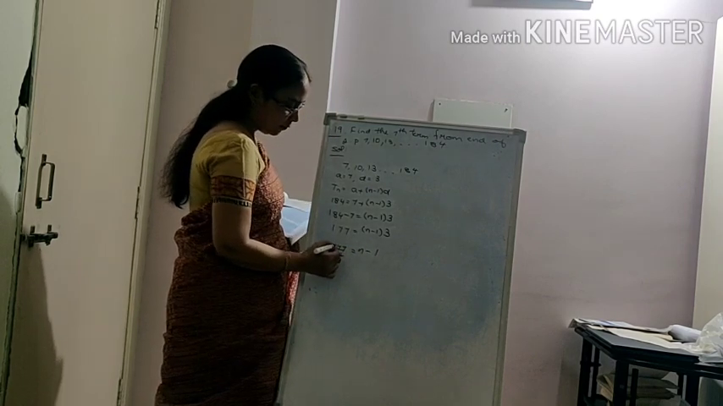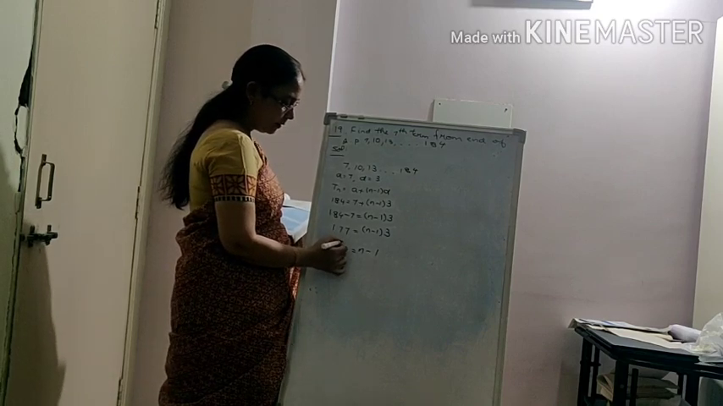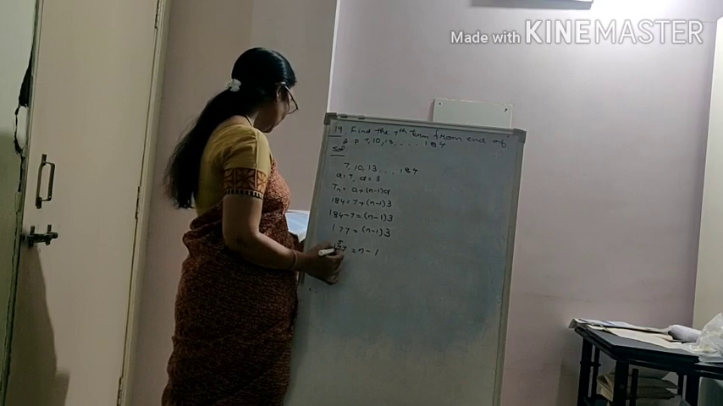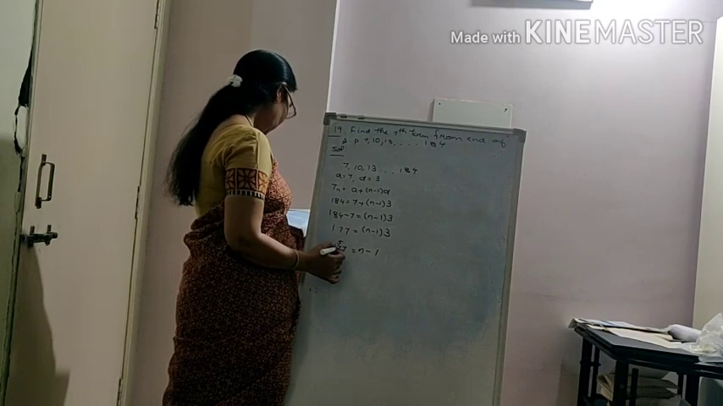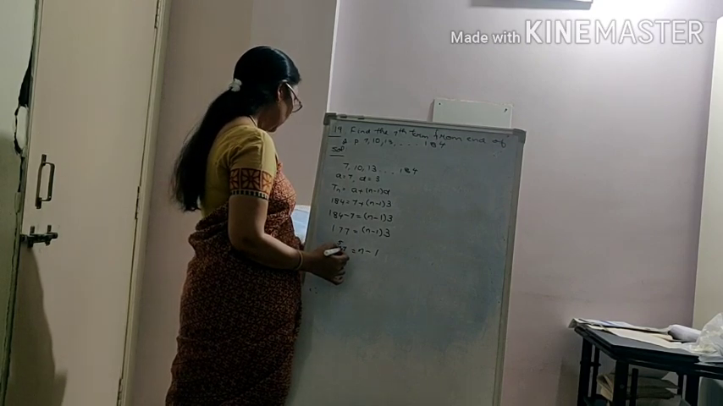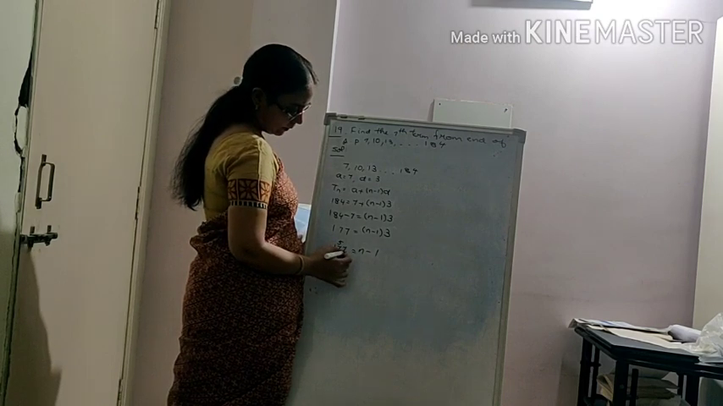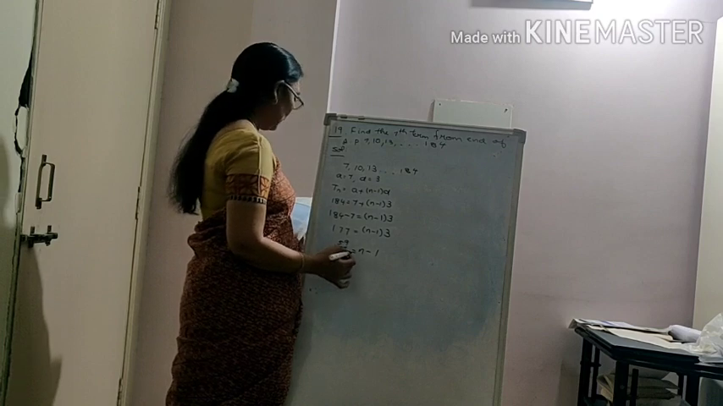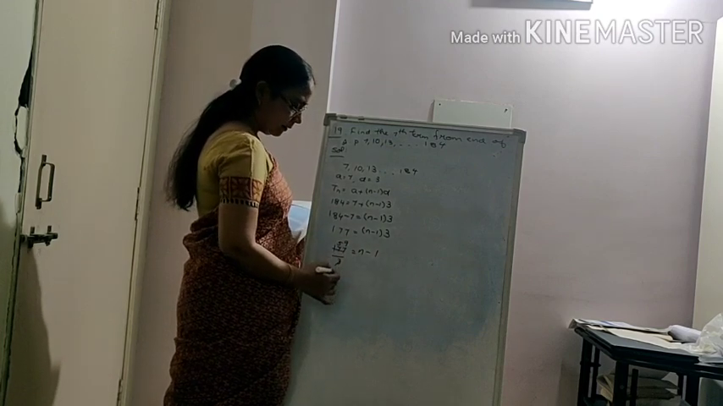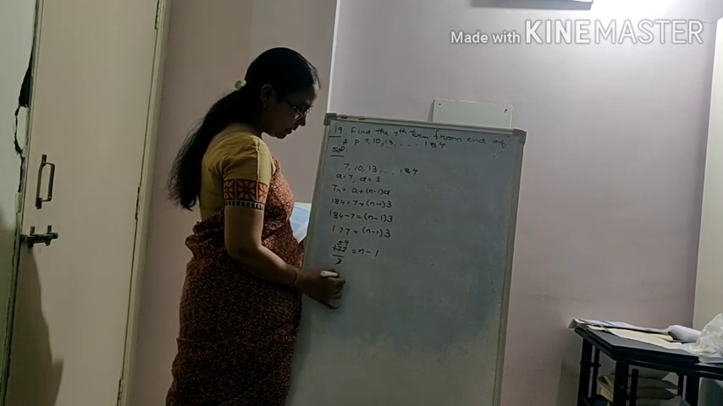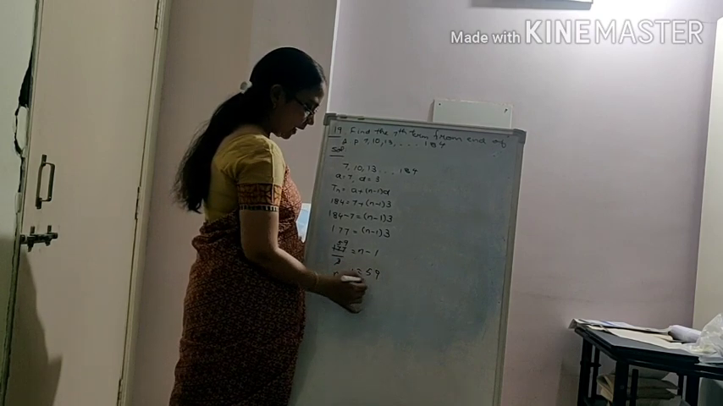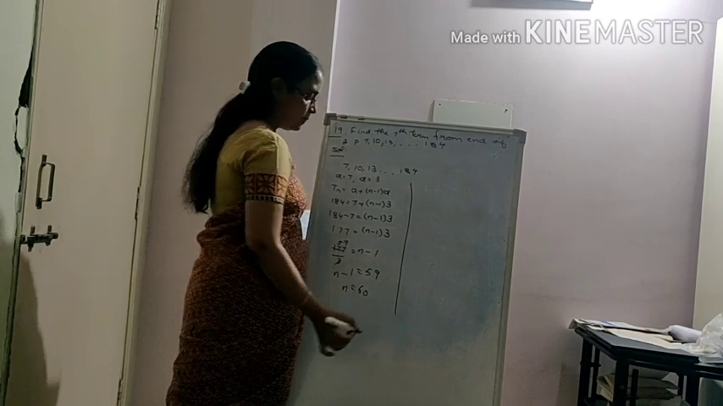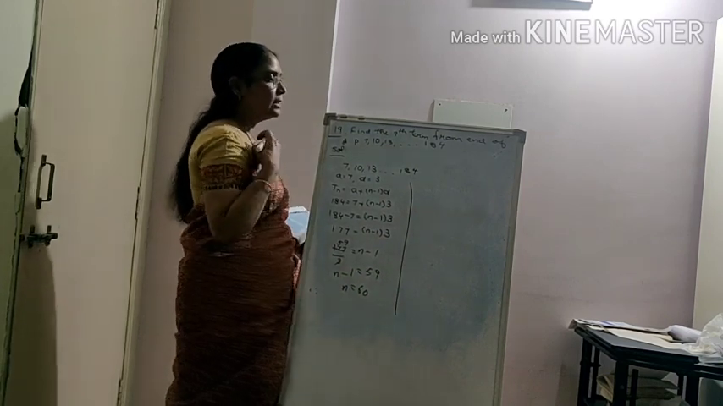3 5s are 15, 7 minus 5, 2. 3 9s are 27. N minus 1 is 59. N is equal to 60. So there are 60 terms in this series.